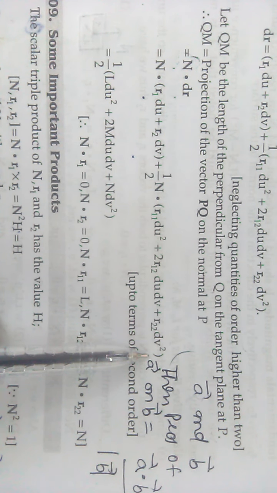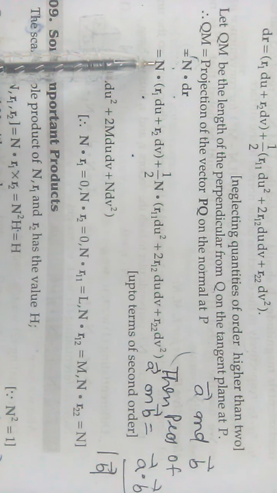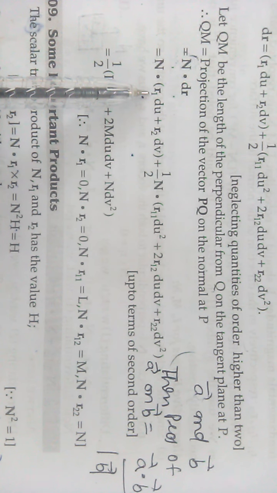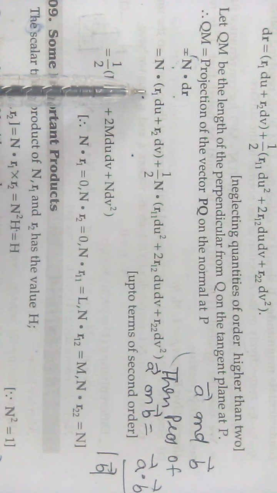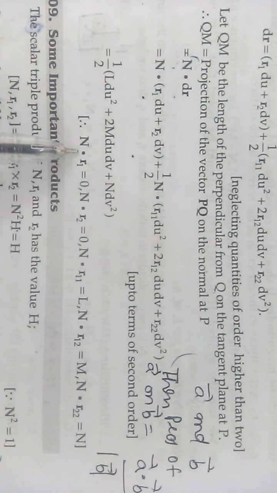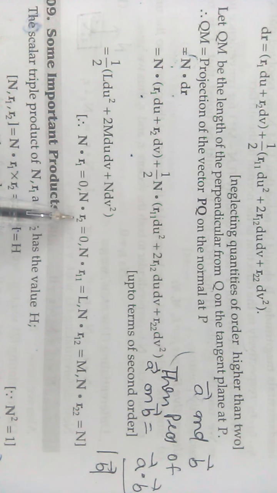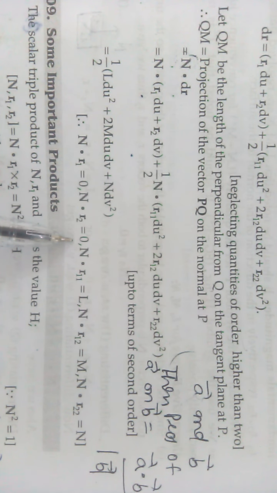Now from here, because n is the normal unit vector to the given surface, and r1 is the tangent vector at the point P of the given surface, and tangent and normal are perpendicular to each other, n dot r1 will be 0. In the same way, r2 is also a tangential vector at the point P of the given surface, so n dot r2 will also be 0.